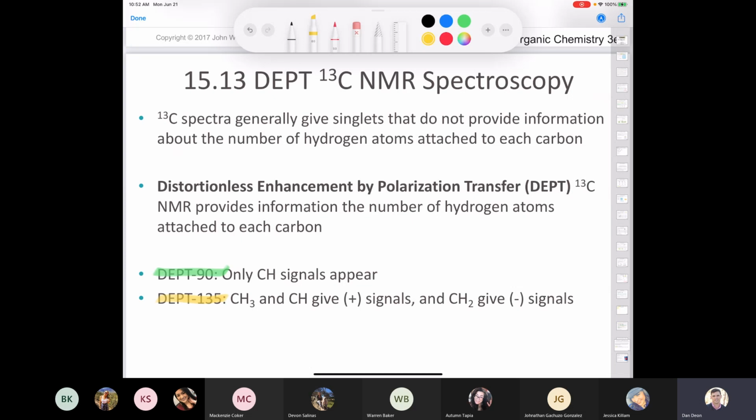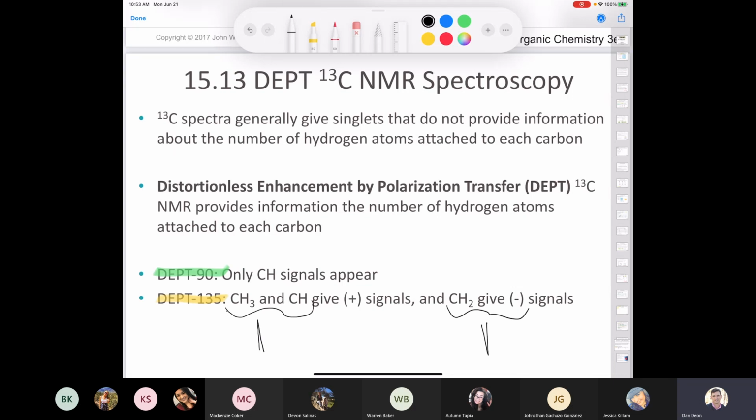Nothing. Nope, nothing else shows up in the spectrum. Whereas if you run what's called a DEPT 135 experiment, again, you don't need to know the theory of it. If you have a methyl or a methine, they show up as positive signals. What does that mean? That means they're going to be pointing up, okay? Whereas if you have a methylene, they're going to be pointing down.